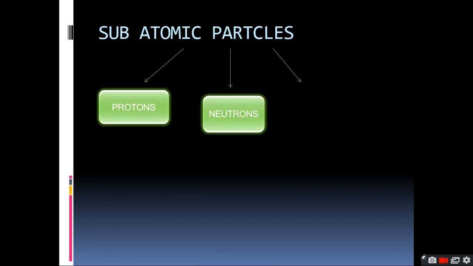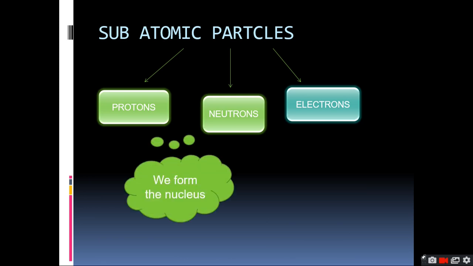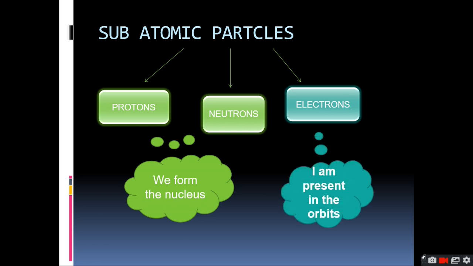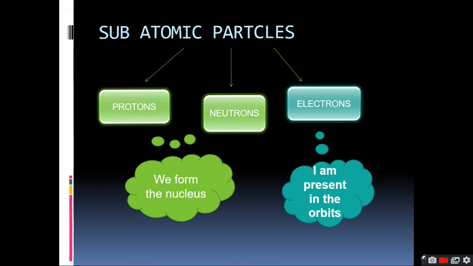Subatomic particles, which means the parts of an atom. We have in an atom three subatomic particles: the protons, neutrons, and electrons. The protons and neutrons form the nucleus, and the electrons revolve in the orbits present around the nucleus. Just remember, the protons and neutrons are best friends, always together, and electrons just roaming around the two best friends.